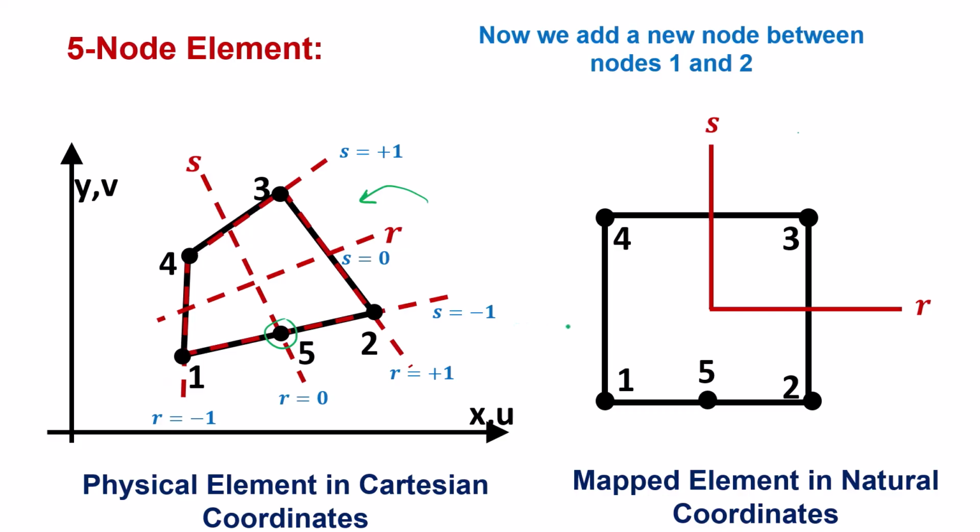On the right, in natural coordinates, the mapping makes things much clearer. The element is still a perfect square, but now we see an extra point, node 5, located exactly at r equal to 0 and s equal to minus 1. This is how higher order elements are built, by adding more nodes along the edges or even inside the element to capture more accurate variations of the displacement field.